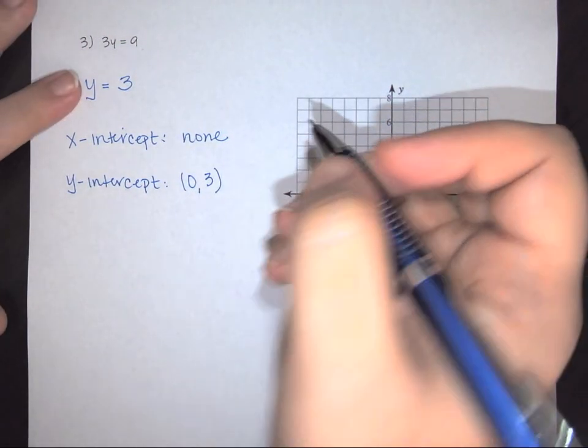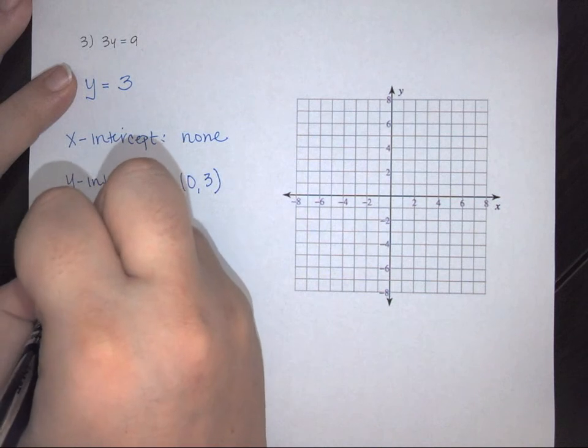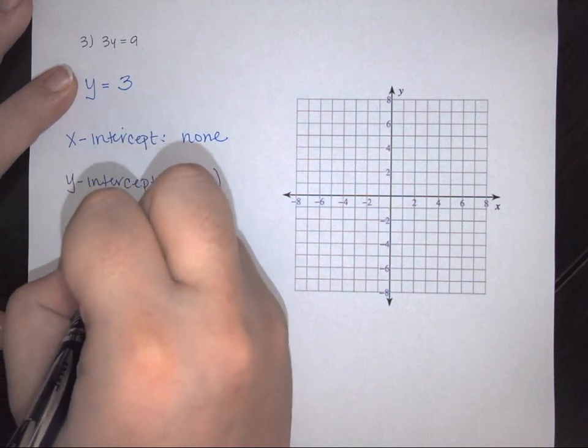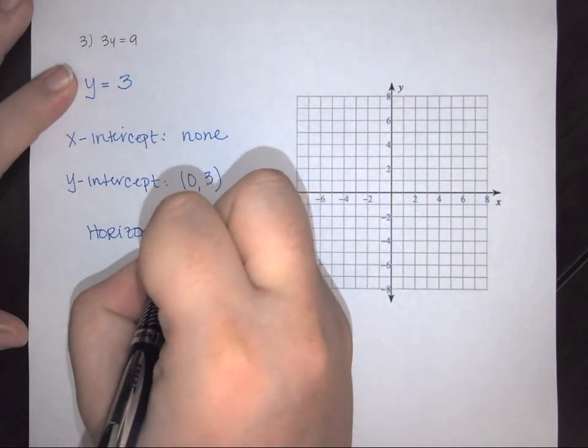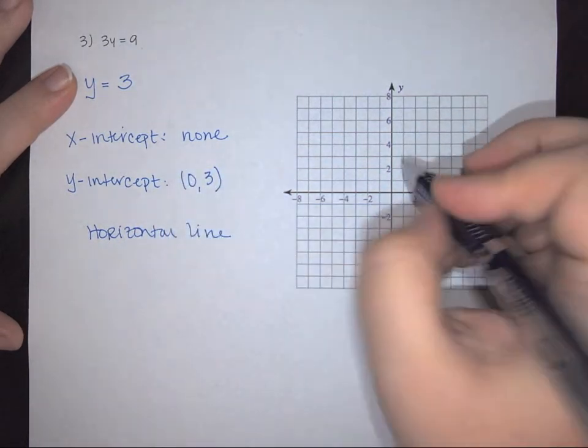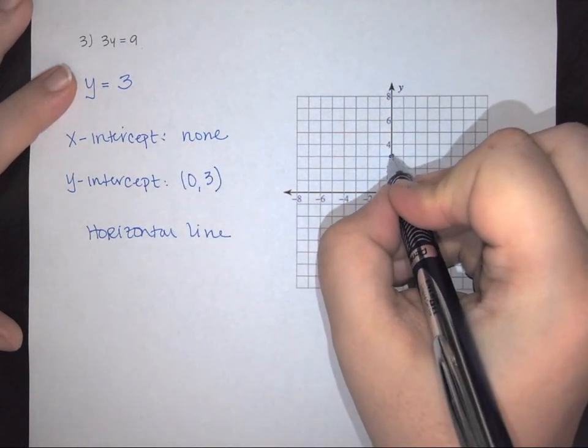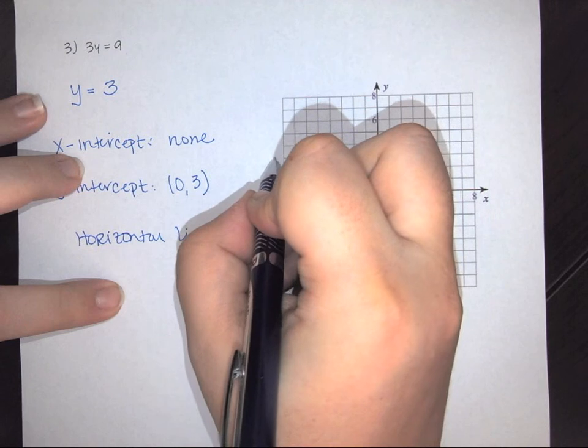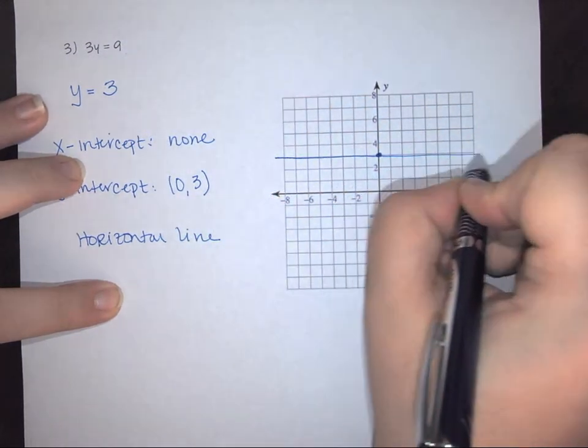Because this is just a y equals equation, this is a horizontal line. So go up to 3 and draw in my horizontal line.